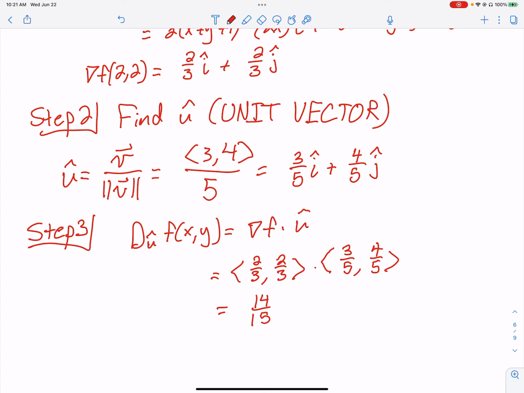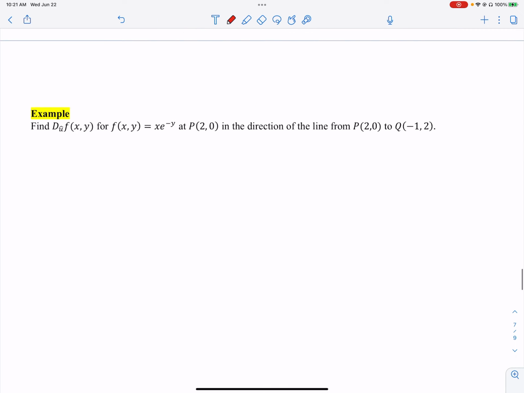This is not the fastest way up. That doesn't make sense to say that's the fastest way up because 14/5 is just a number, it's not a direction. So that is the slope of the tangent line in the direction of u on the surface at 2, 2. All right, let's get some more examples in.